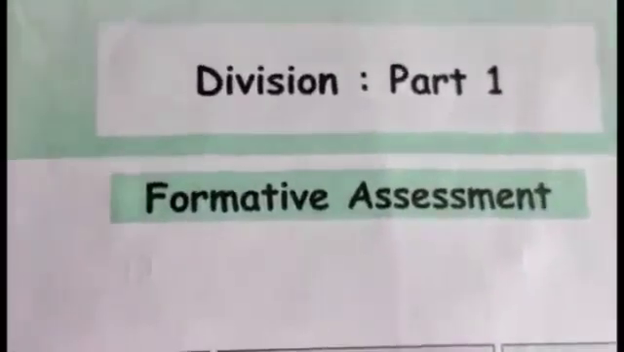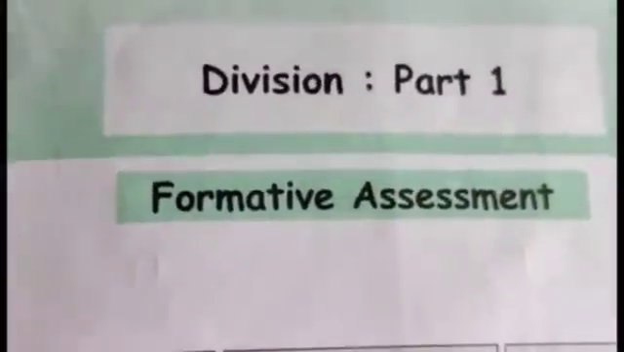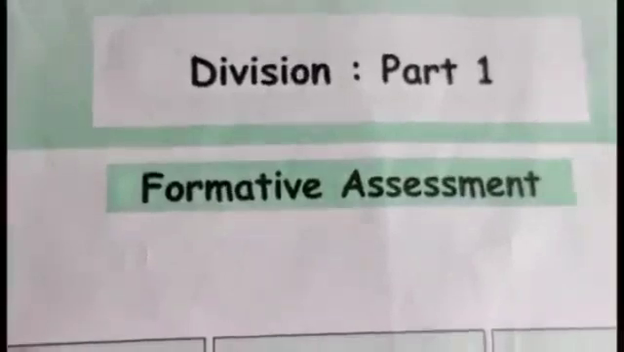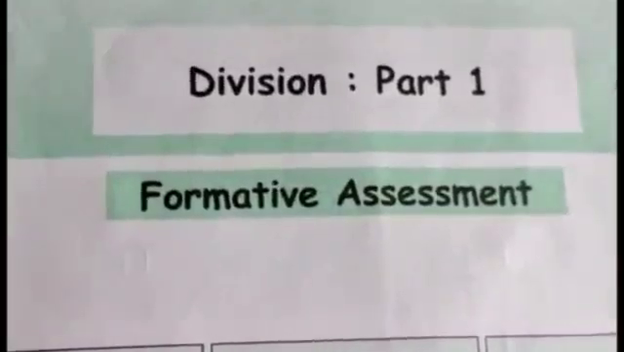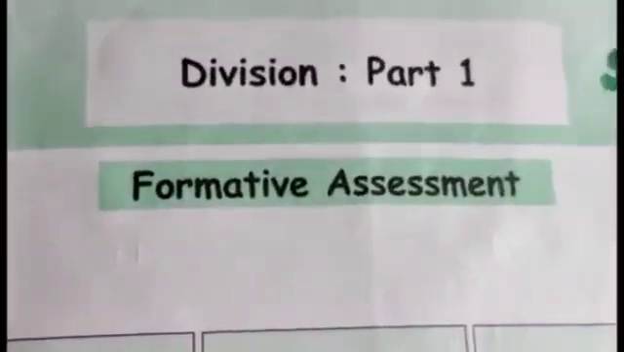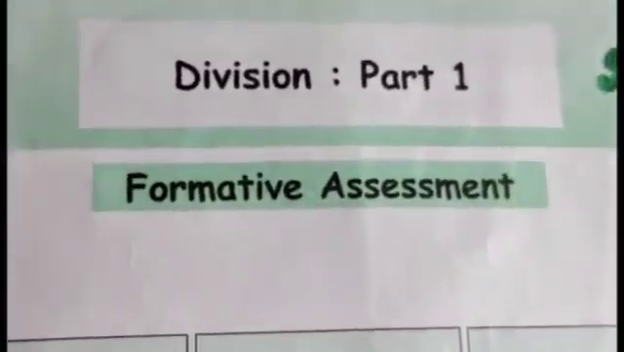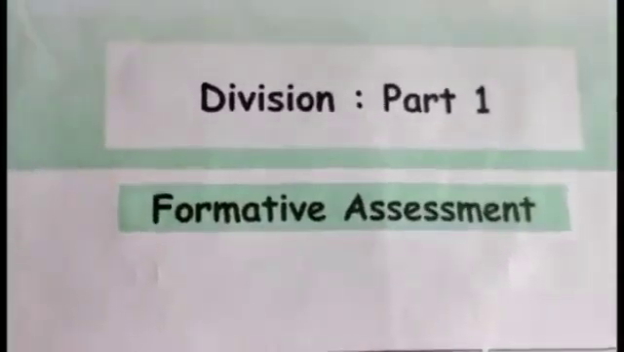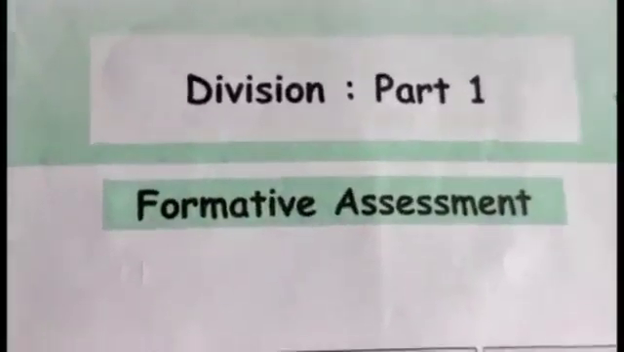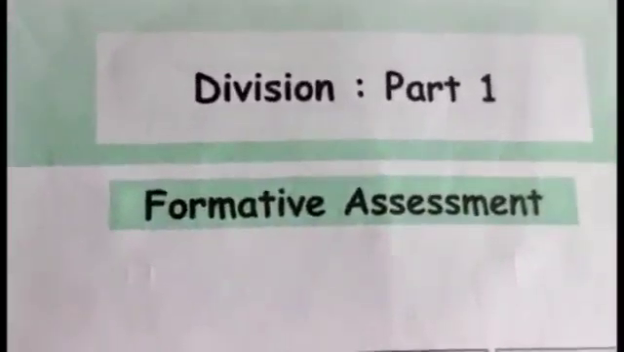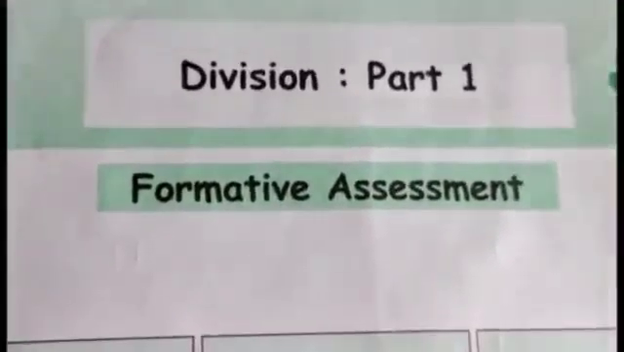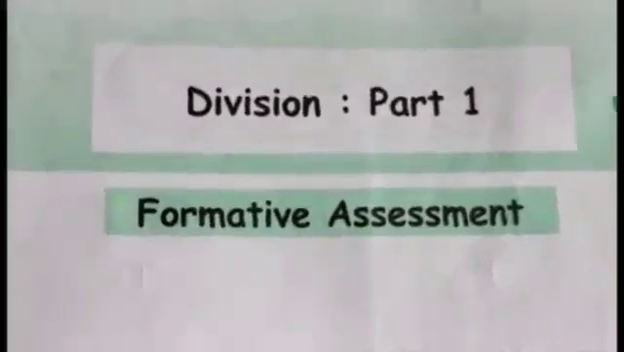Now students, in the previous lecture we completed our first chapter, that is multiplication part 1, okay? And in today's lecture we are going to start with the next chapter, that is division part 1, in your combined book page number 61. So now we are going to begin with the new chapter, division part 1, page number 61.